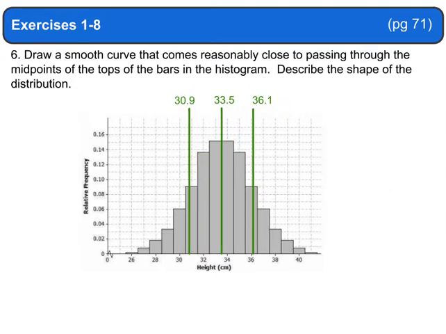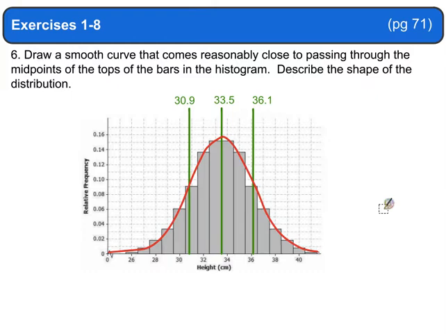So now in number 6, we currently have the mean and 1 standard deviation above and 1 standard deviation below marked. They want us to draw a smooth curve that comes reasonably close to passing through the midpoints of the tops of the bars on the histogram. And this does not have to be perfect, but pretty much what you're going to do is you're going to try to draw a curve that mimics and demonstrates the curve of this bar graph. Remember we talked about symmetric versus skewed.